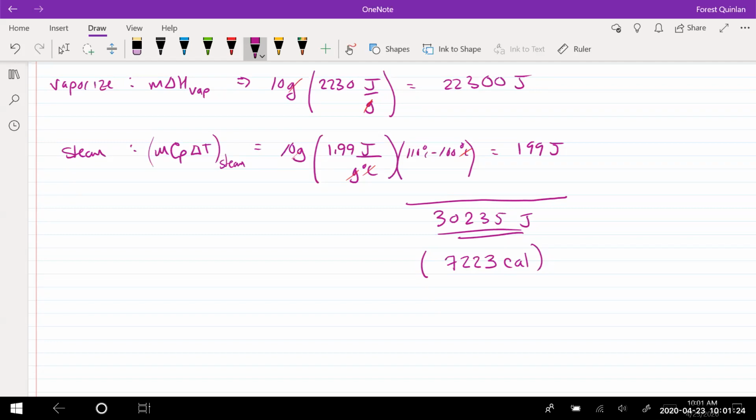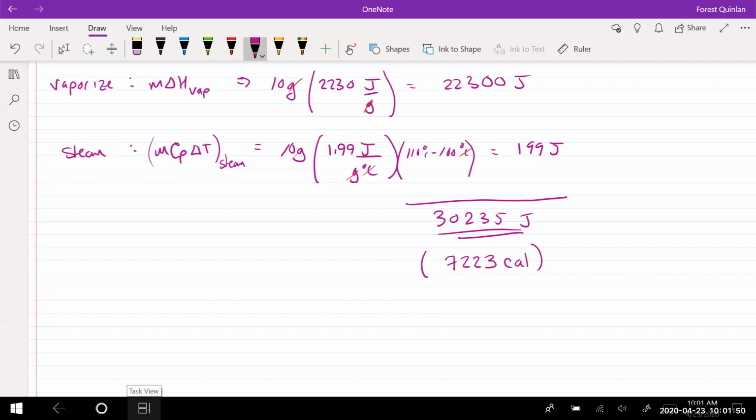That's not very much ice. And it takes 7,223 calories to take it from -10 to +110. That's a lot of energy. And that's one of the things that makes water so special, is because it does take so much energy to move it from one place or from one state to another, or even within itself.